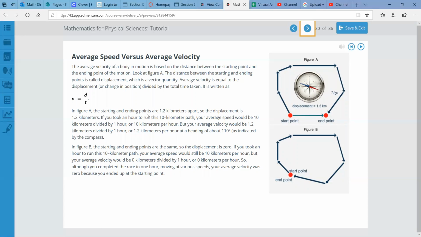So if you took an hour to run this 10-kilometer path, your average speed would be 10 kilometers divided by 1 hour. However, the average velocity would be 1.2 kilometers divided by 1 hour, or 1.2 kilometers per hour, at a heading of about 110 degrees, according to the compass, okay?